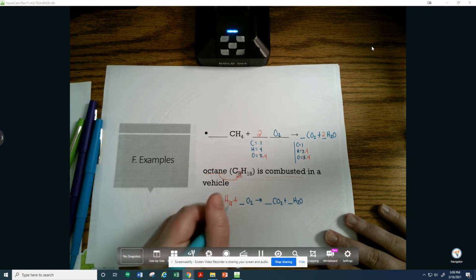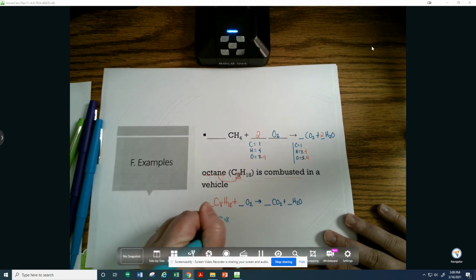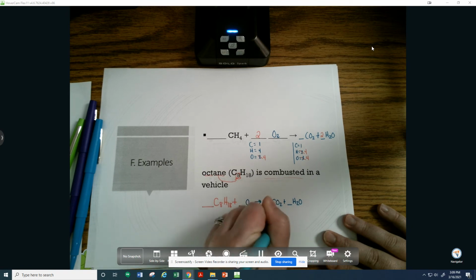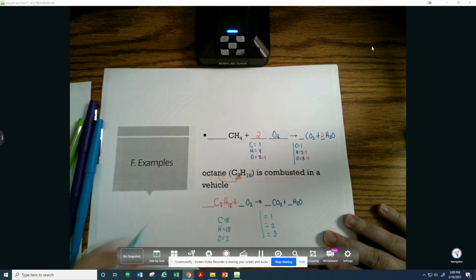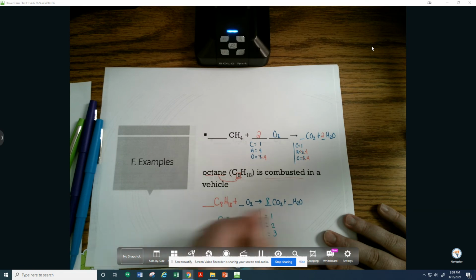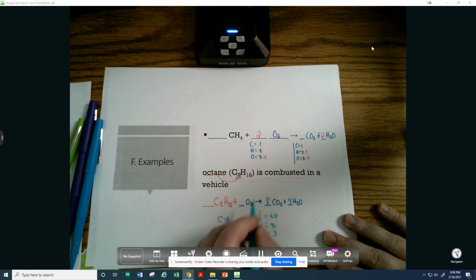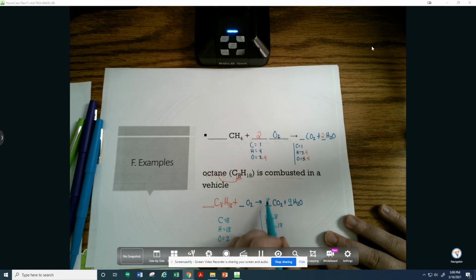So from there, we have 8 carbon, 18 hydrogen, and 2 oxygen. And this side is 1, 2, and 3. When you go to balance, I'm going to place a coefficient of 8 to take care of the carbon. To balance the hydrogen out, I'm going to place a 9 here. That changes this hydrogen to 18. For oxygen, I have 8 times 2, that's 16. 9 times 1 is 9, so a grand total of 25.